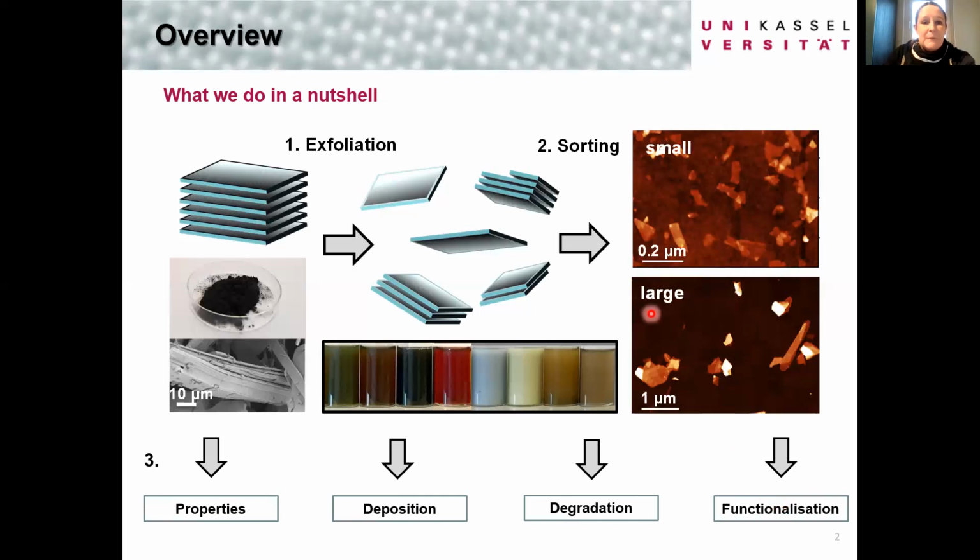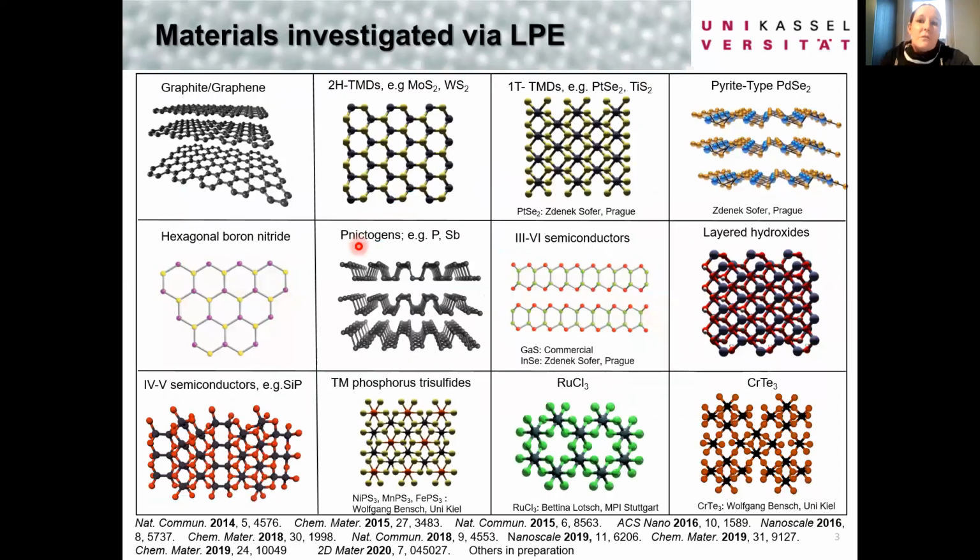So let's begin. So this is an overview of the materials that have been investigated with liquid phase exfoliation in my group, or together with Jonathan Coleman, where I did my postdoc. We started, of course, with simple ones like graphite or group 6 transition metal dichalcogenides, but then also moved to other materials. So you can see boron nitride on the slide. This also works just fine. The layered pnictogens, such as black phosphorus, also work fine.